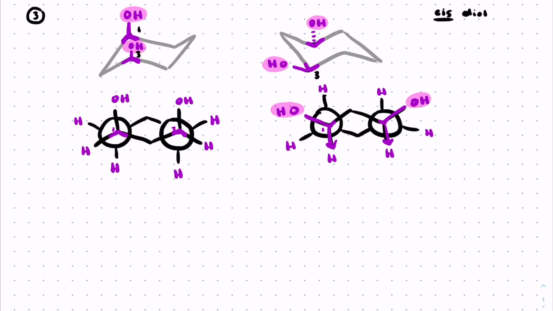And now it says circle the chair corresponding to the lower energy conformer. We should know by this point that the lower energy chair conformer is where the big substituents are equatorial, right, where they're off to the side as much as possible. So this guy is going to be our lower energy chair conformer.